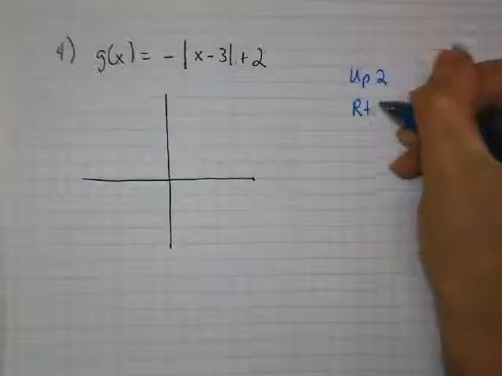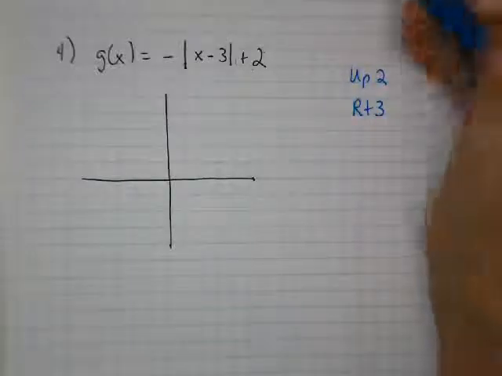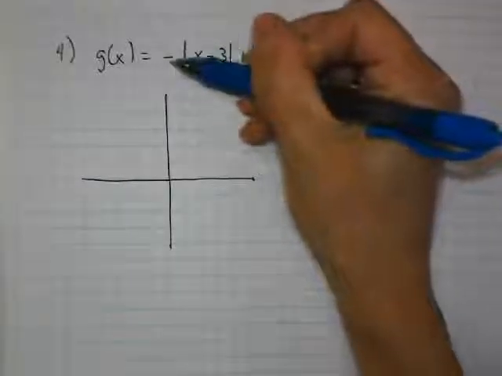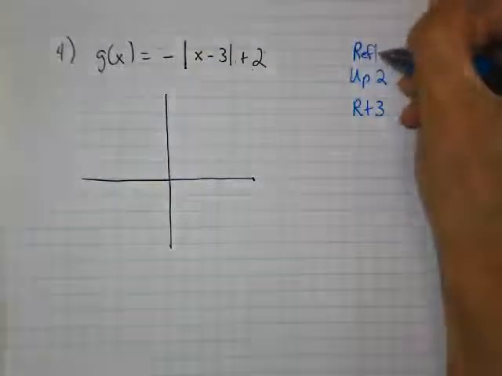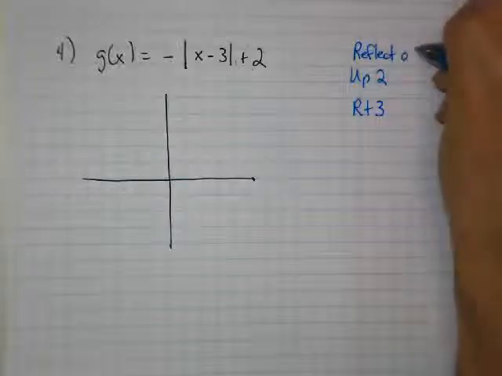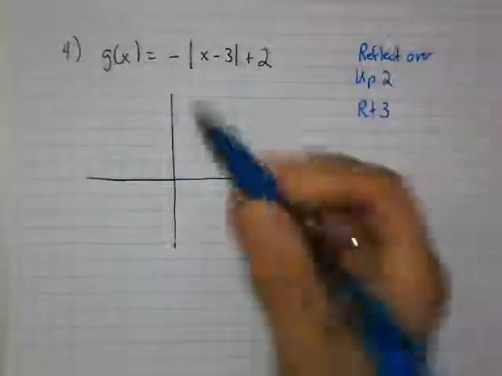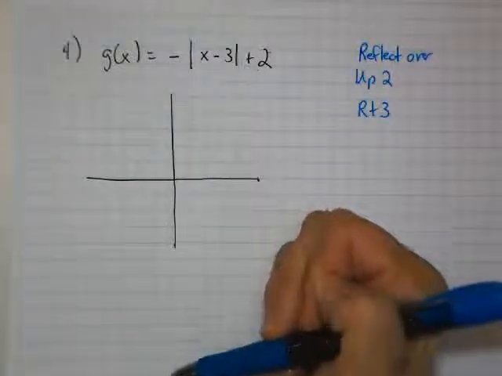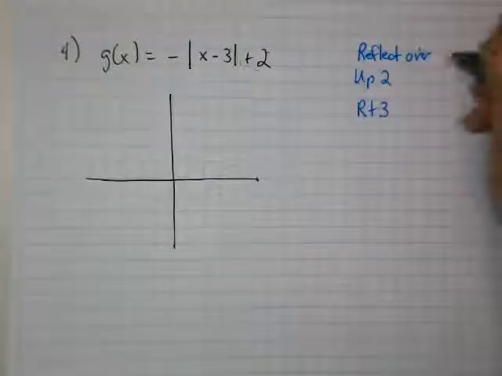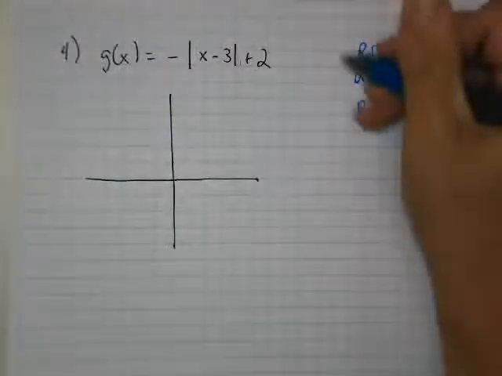And this trumps everything. So I'm going to put that we're going to reflect over which axis. So ask yourself, is that negative contained in the function or in front of? So it is in front of, so we're reflecting over the x-axis. Okay, and I'm going to make sure you understand the reflection trumps it all.